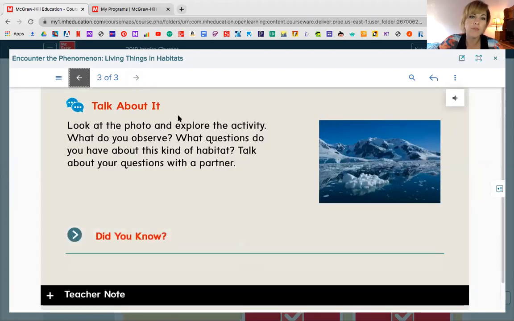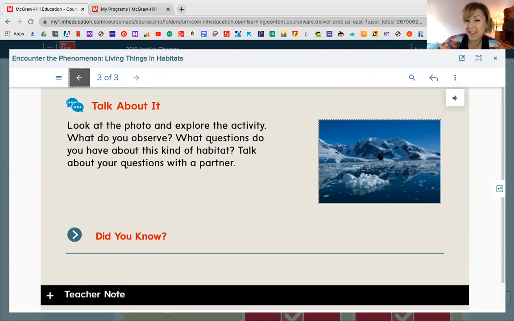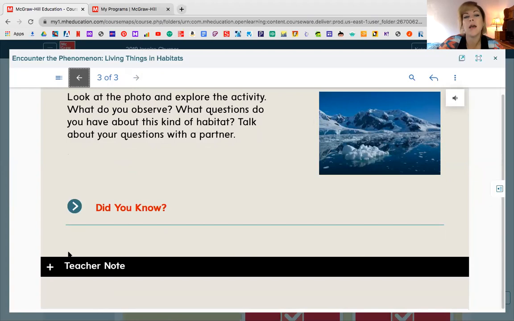It says, look at the photo and explore the activity, which I just did with you. What do you observe? What questions do you have about this kind of habitat, and talk about the questions. So maybe you might want to know how cold it is there. That's what I would want to know. What else do I want to know? What do some of those animals eat? That'd be kind of cool, right?